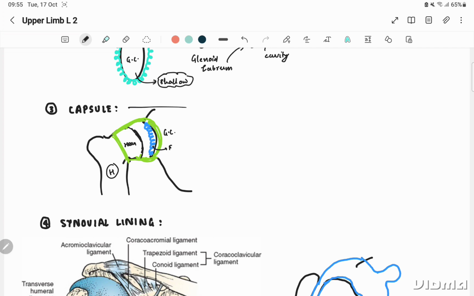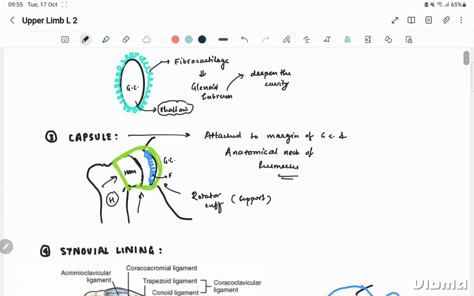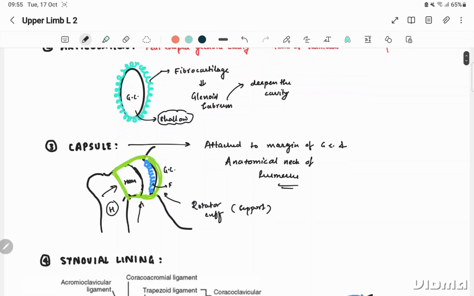So the capsule is attached to the margin of glenoid cavity, and anatomical neck. This is important, of humerus. And we have the supports to the capsule. The capsule is supported by the rotator cuff muscles. This is for support. We'll discuss about the rotator cuff muscles in a while.